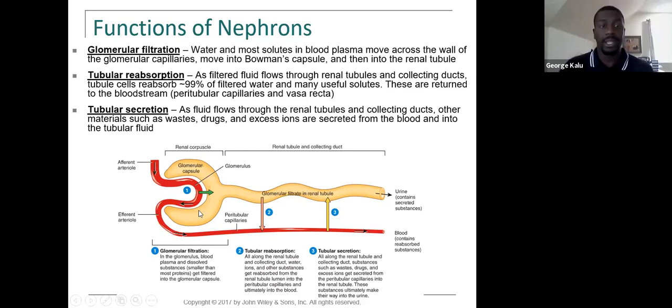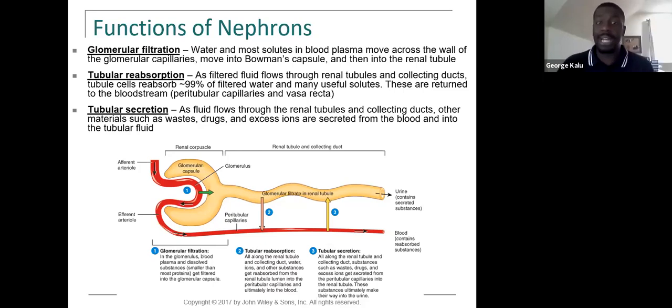The second process is tubular reabsorption. So tubular reabsorption is a process where we take the majority of the stuff that we just filtered out and we reabsorb it back into the blood. This is going to be stuff that our body needs and things that are going to be useful to the body, and things that we want to keep inside, things that we don't want to get rid of.